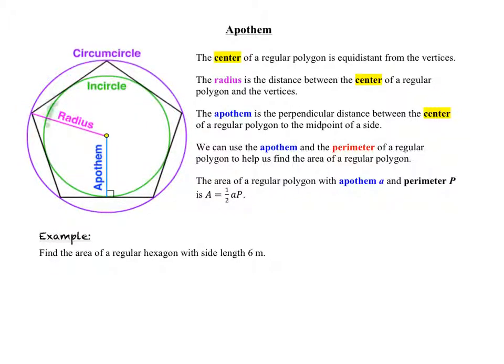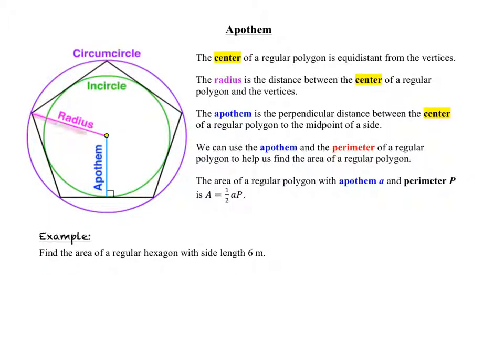We also see inside the pentagon another circle called an incircle. And this incircle intersects the pentagon at the midpoint of each of the different sides. So that midpoint is going to be important to us. It's going to help us to find the apothem.